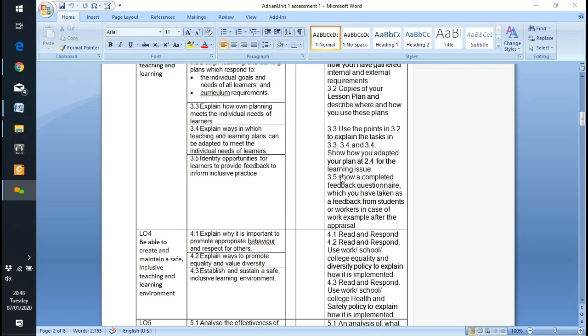And finally, identify opportunities for learners to provide feedback to inform inclusive practice. And that is where I know a lot of schools now put in feedback sessions for the learners to come back with how they found the lesson. So that the teacher can get some feedback as to what's going in and what isn't, what you could adapt then to actually meet those needs that are being then presented at a later date.